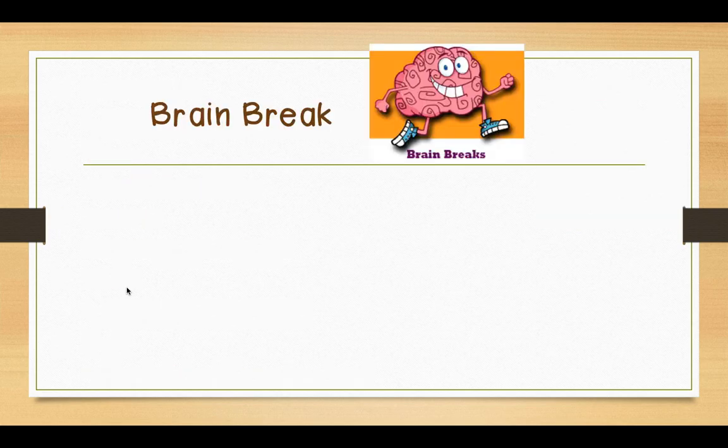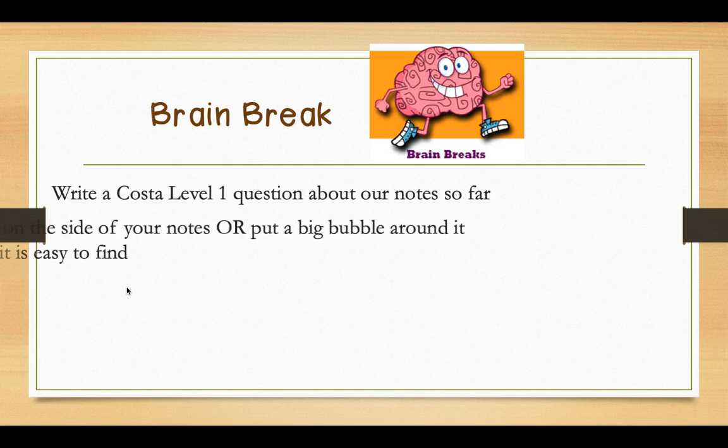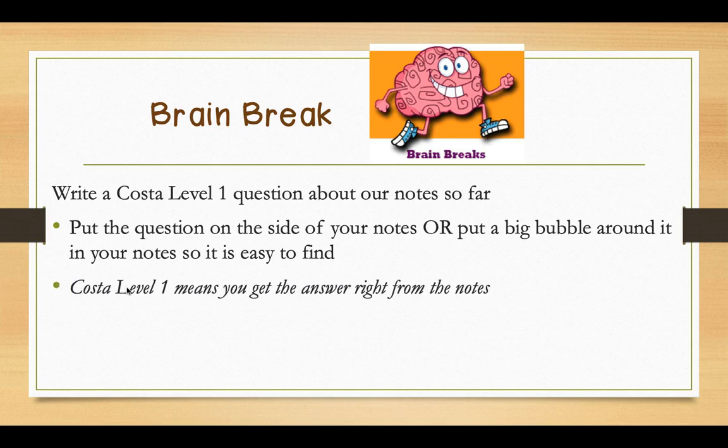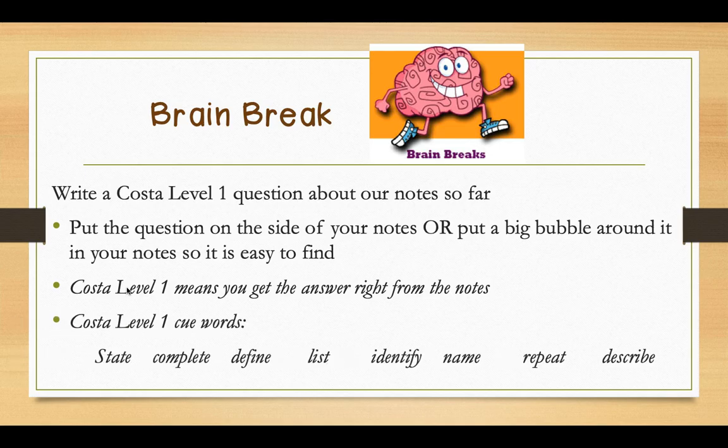All right, that's a good place for our first break. So, level 1 question about our notes so far. Remember, you put this either on the side or you put a big bubble around it so it's easy to find it. Remember, Acasta level 1 is something that comes right from our notes. So we have a whole bunch of definitions that you could definitely use as Acasta level 1. You could also do a list. So list the things that are commonly found in a universe. That would be a great level 1 question because it's all those things we just defined.